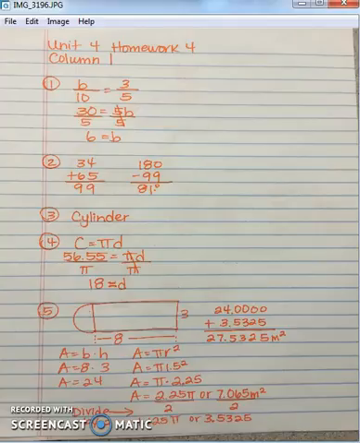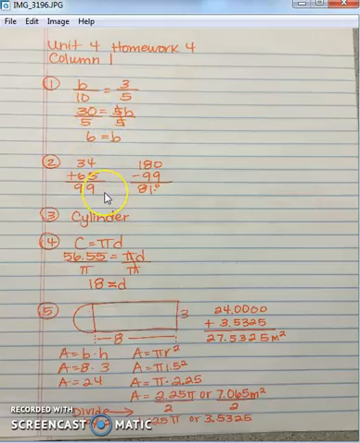Okay, so this is Unit 4, Homework 4, column number 1. Number 1 asks us to solve the proportional equation below. Okay, so we're going to need to cross multiply. b times 5, 5b, 3 times 10 will be 30, and then divide, so b will be 6.